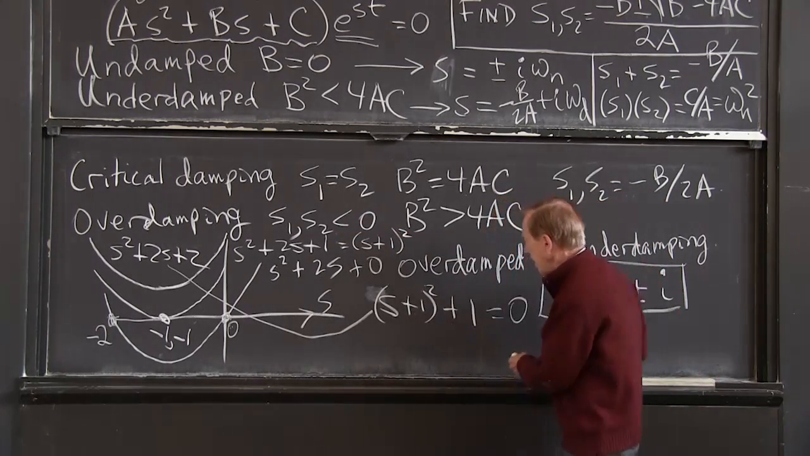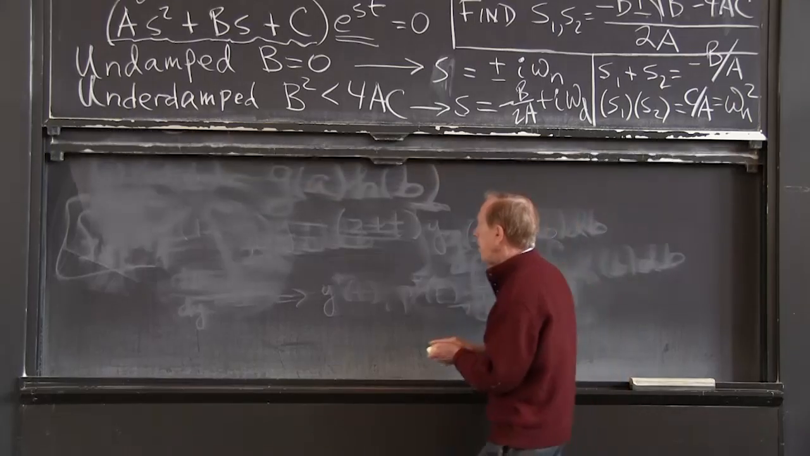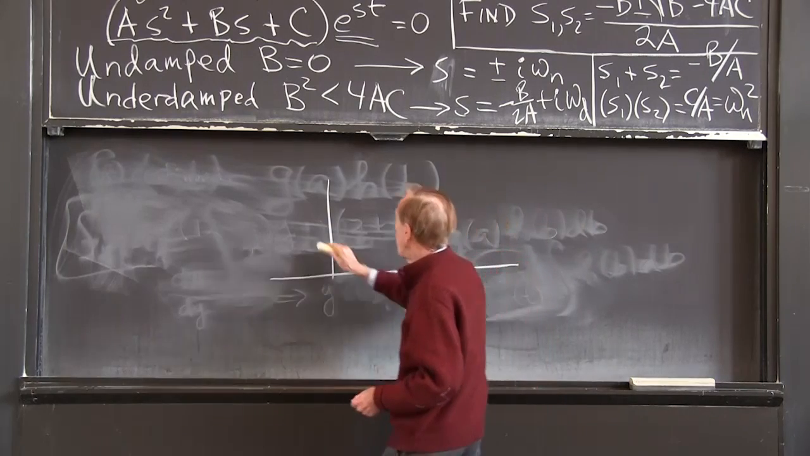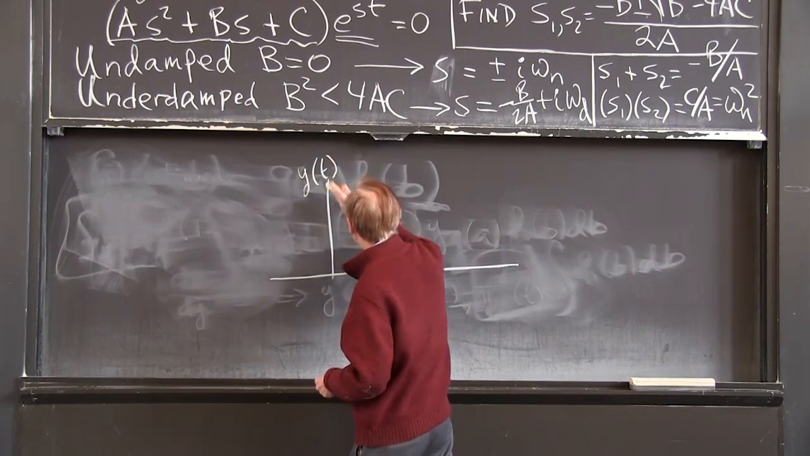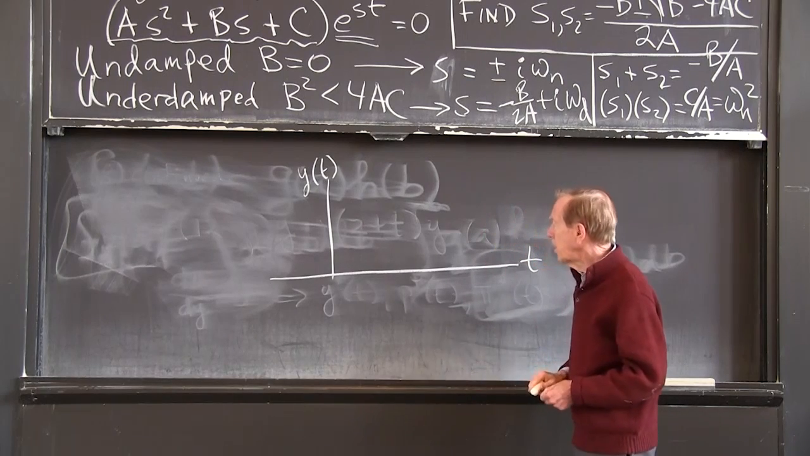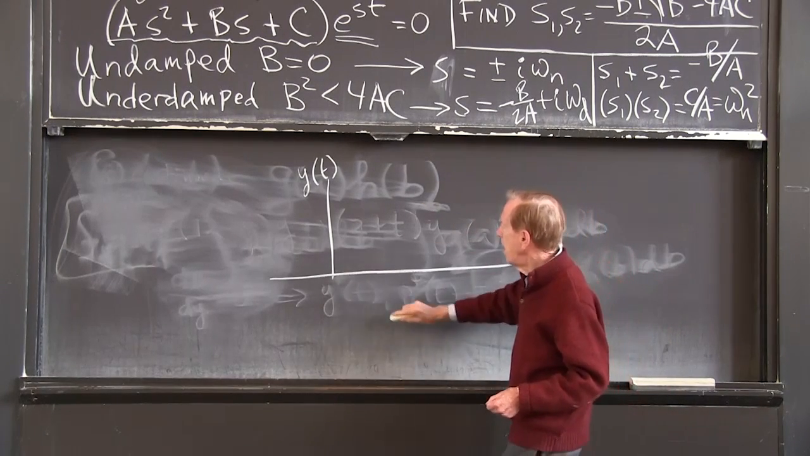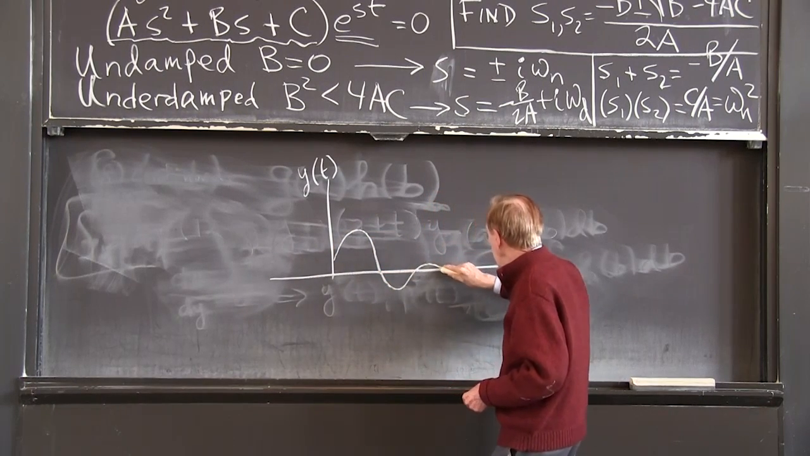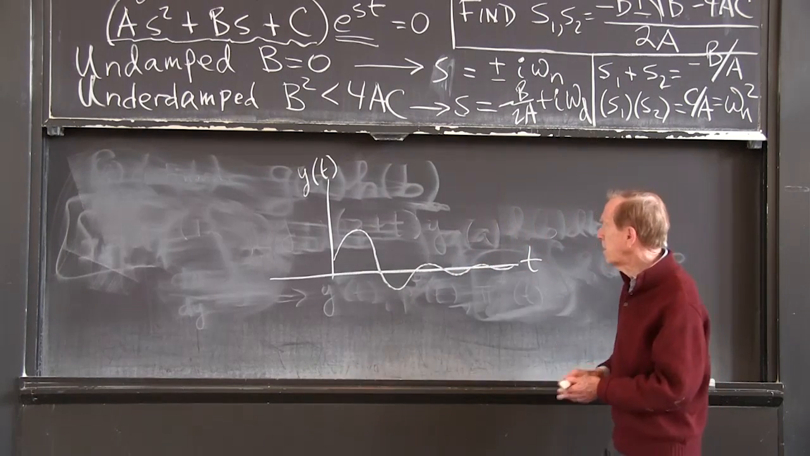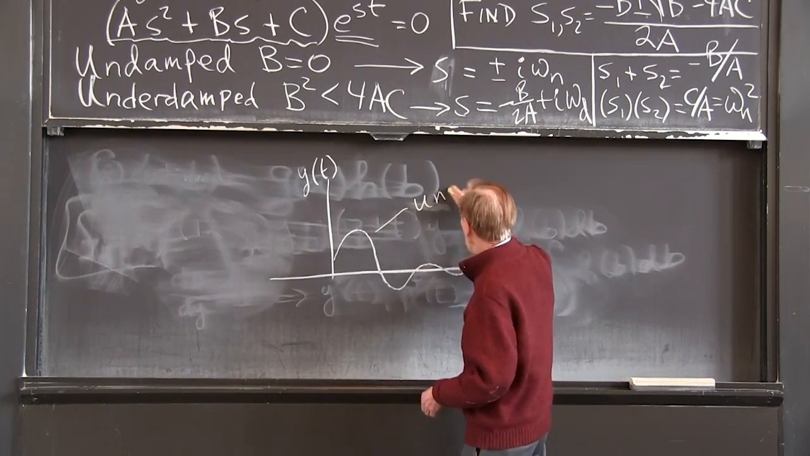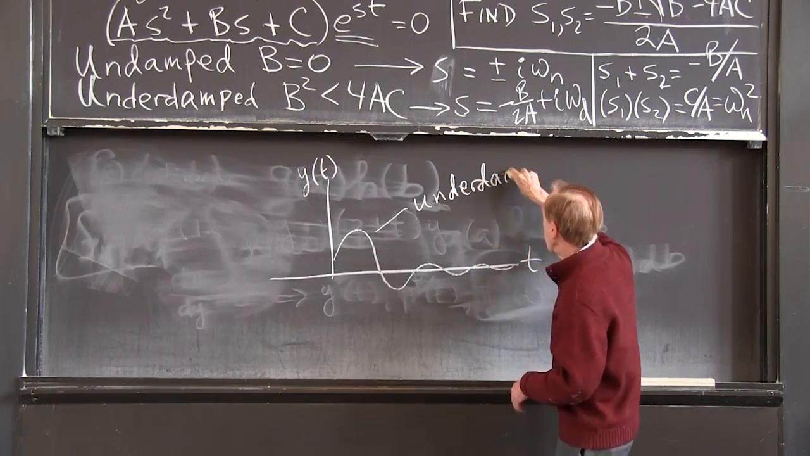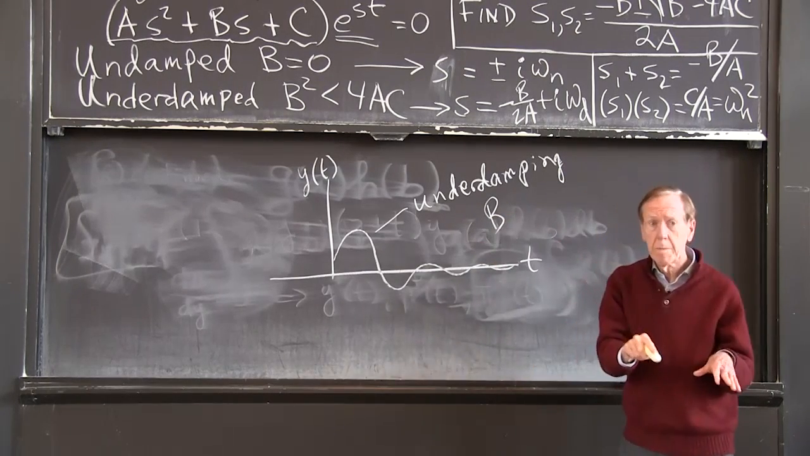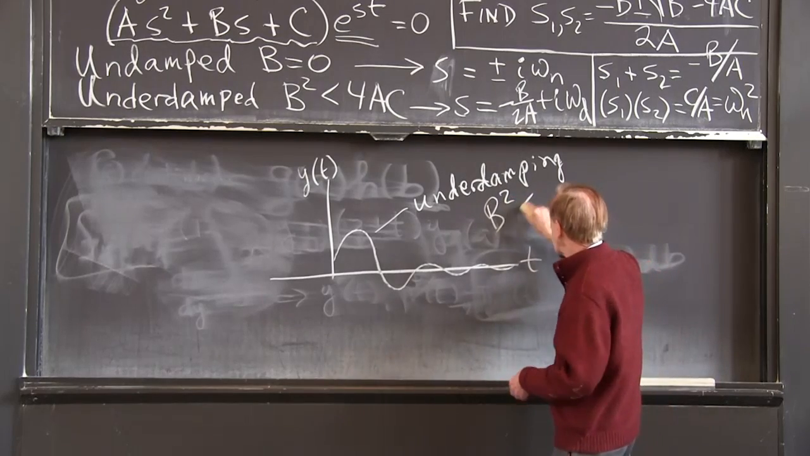I could even draw these possibilities. Let me draw the solution, y of t against t. Underdamping, the solution, say it starts there, will oscillate but decay. So this is underdamping. And you remember when that happens, that's when B is present but smaller. B squared is smaller than 4AC.